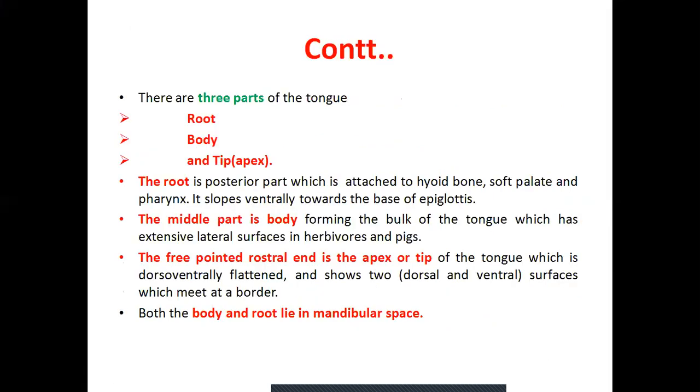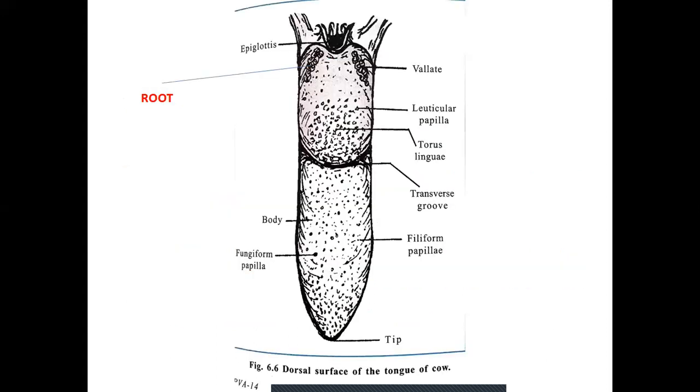For descriptive purposes, the tongue has three parts: root, body, and tip. The posterior part is the root. You see this one, this is the root of the tongue. This middle portion, the entire part, is the body of the tongue, and here is the tip of the tongue. So there are three parts of the tongue: root, body, and tip.